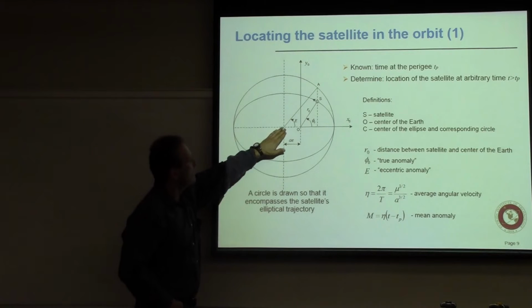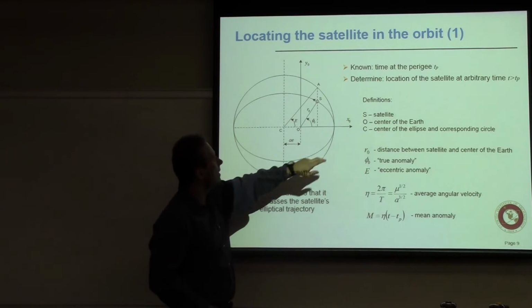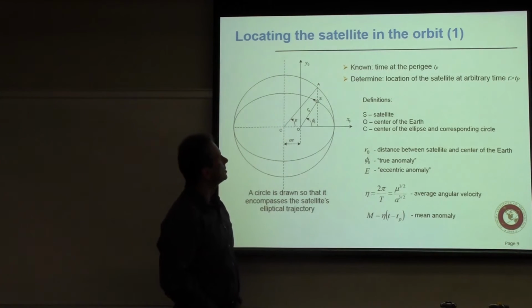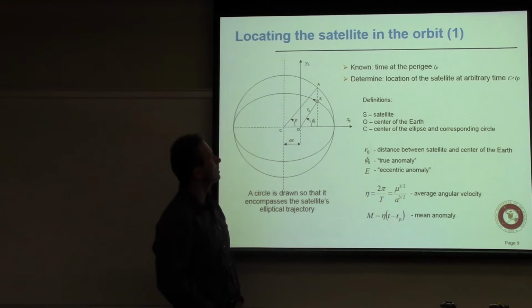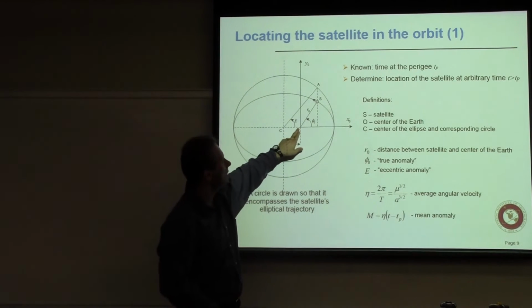So referencing back to this figure here, I define S as the position of the satellite. This is what I'm trying to express, to determine where this point is at some time t that is greater than tp. O here is the center of the Earth.